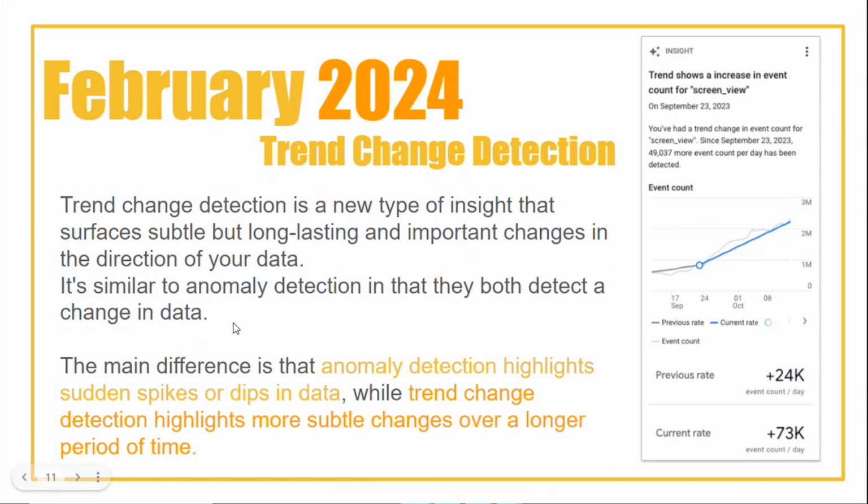The key difference between anomaly detection and trend change is that anomaly detection focuses on sudden spikes and drops in your data, whereas trend detection focuses on subtle changes over a long period of time. So let's just say that you made some changes on your website, or any link that was important to you got broken on the website, and you might not be able to detect it immediately, but over a long period of time, trend detection is going to detect it and tell you that this particular thing is impacting your data.